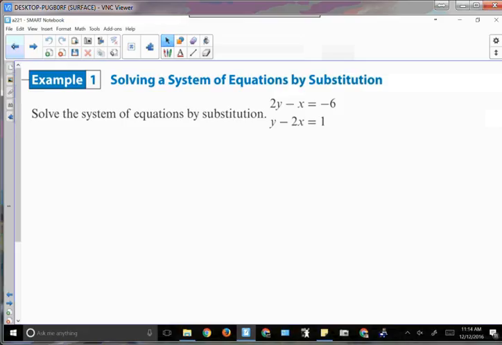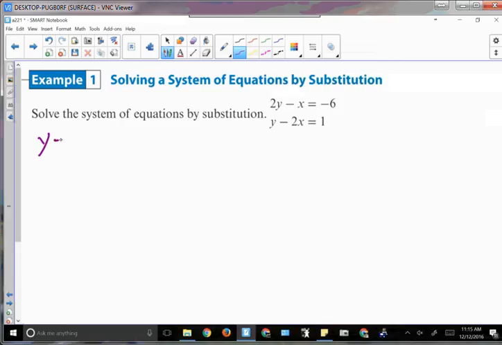So if I want to do this by substitution, I need to have a variable equal to something. Generally speaking, I want to pick on the easiest one that there is. Oh, I could solve for 2y here, I could solve for negative x here, I could solve for y here, and I could solve for the x down here. Now, the easiest thing to try and do here is to pick on a variable that has no coefficient and it's positive. So with that being said, I'm going to pick on this one right here.